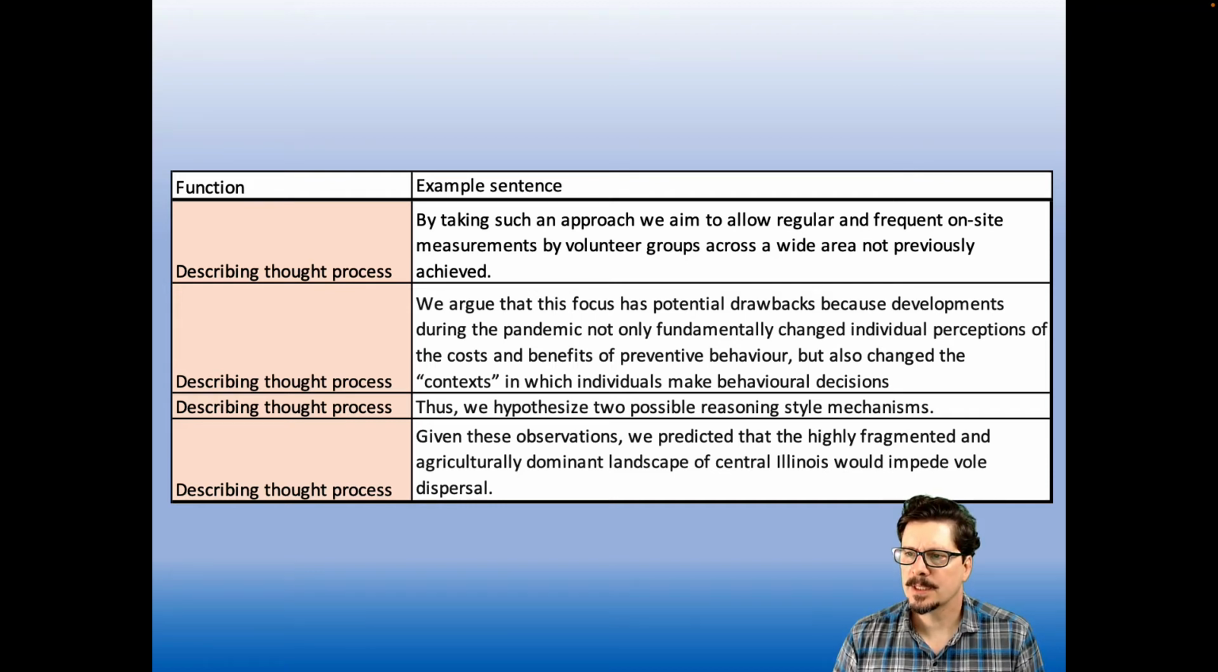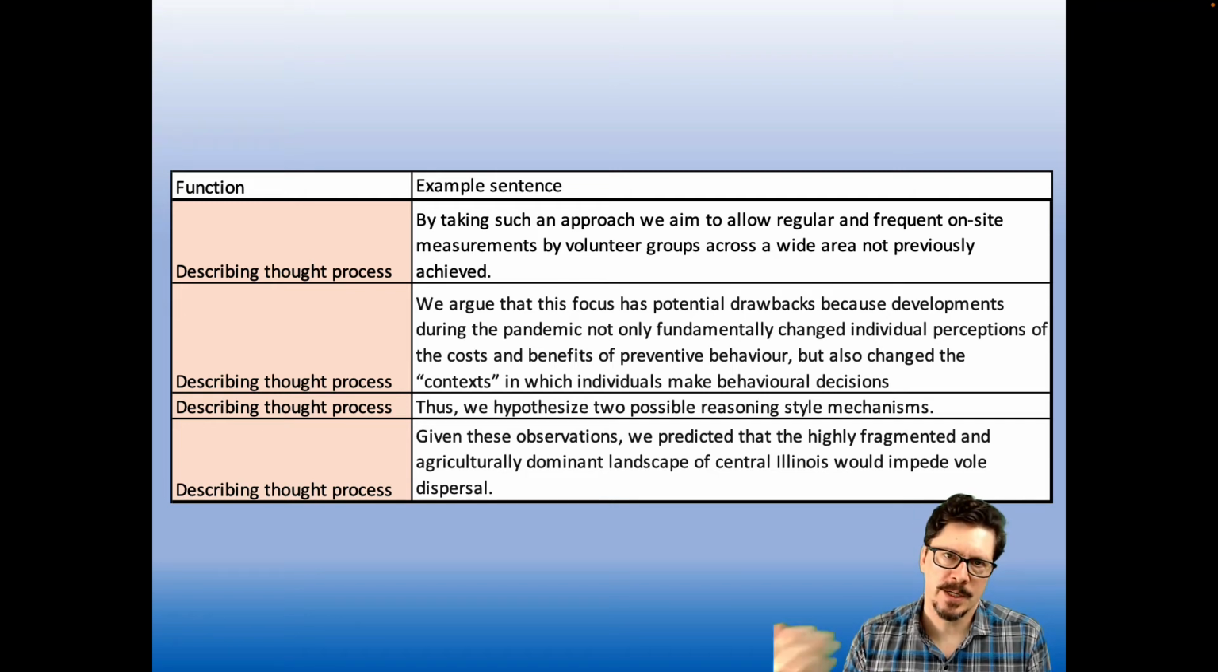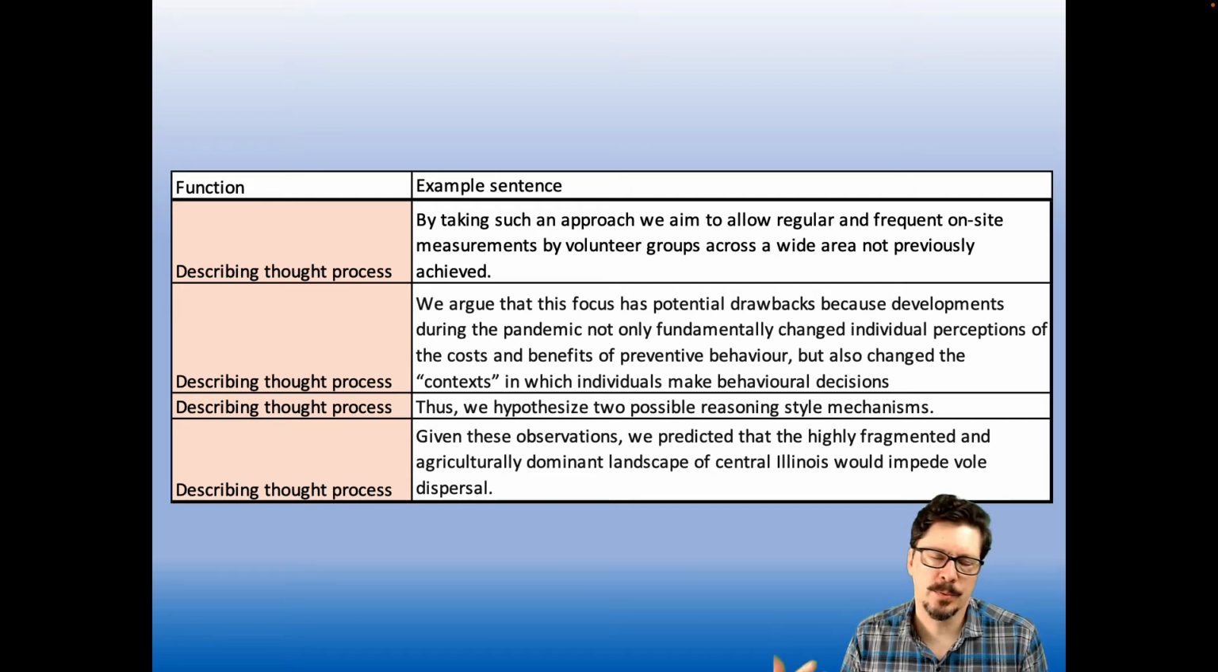"By taking such an approach, we aim to allow regular and frequent on-site measurements by volunteer groups across a wide area not previously achieved." Now, this could be easily reworded to take out the "we." The "we" is not necessary. It could just say, "such an approach would allow regular and frequent on-site measurements," etc. The "we" is really not crucial to that sentence.